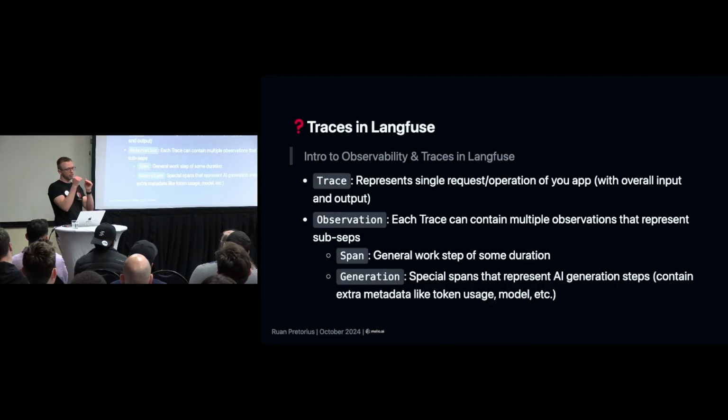And then your app might do sub steps within this, where you'll track these as observations, and they can have different types. A span will be a more general type of work step of some duration. And then there's also a special type of span called generation, which is reserved for when you use an LLM or some generative model to produce something as a step in your whole workflow. And they contain some extra metadata like token usage and model type, etc.